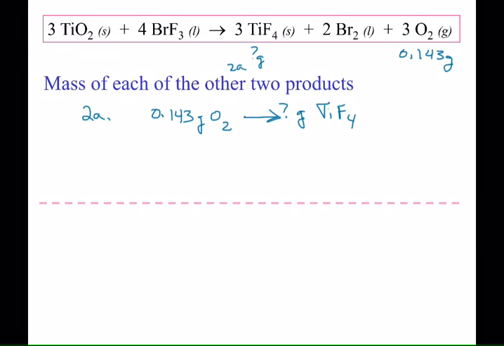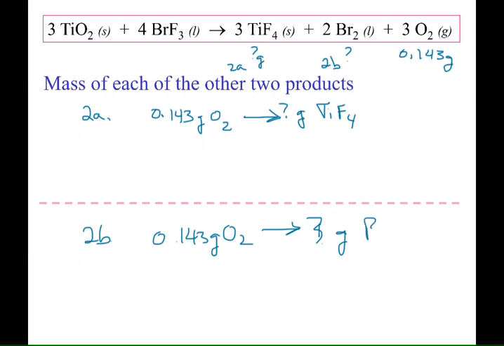And then 2B is going to be this one, where I want you to go from 0.143 grams of O2, and now I want you to go to the other product, question mark grams of Br2. Okay, so go off in a corner and do those, and answer them, what you get.